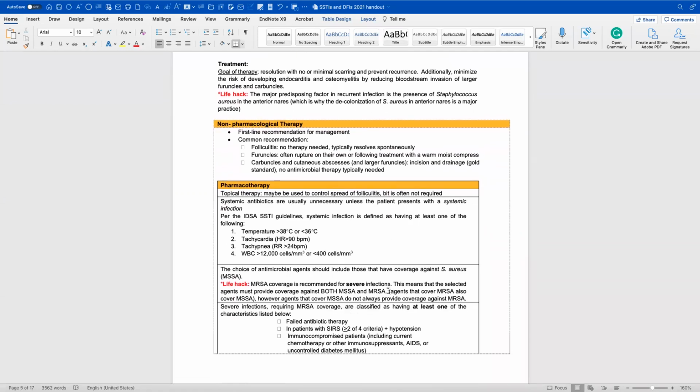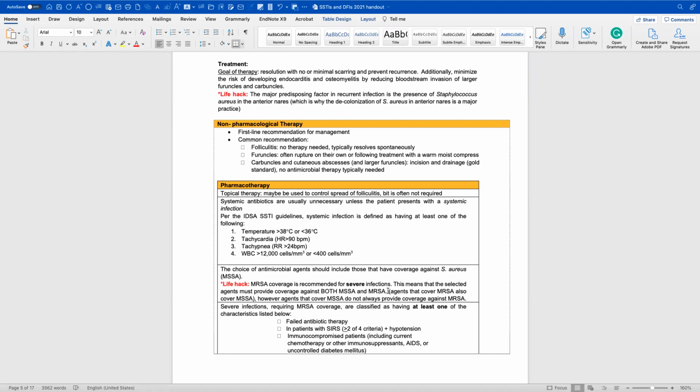So for non-pharmacological therapy, the first line recommendation for management is non-pharmacological therapy. The common recommendation for folliculitis is that you typically don't need antimicrobial therapy. They oftentimes resolve spontaneously. Folliculitis can often look like an ingrown hair, and I know that I've had them. I'm sure that others of you have had folliculitis or ingrown hairs, and they typically resolve spontaneously. Furuncles can often rupture on their own or following treatment, and you can just use a warm compress for those.